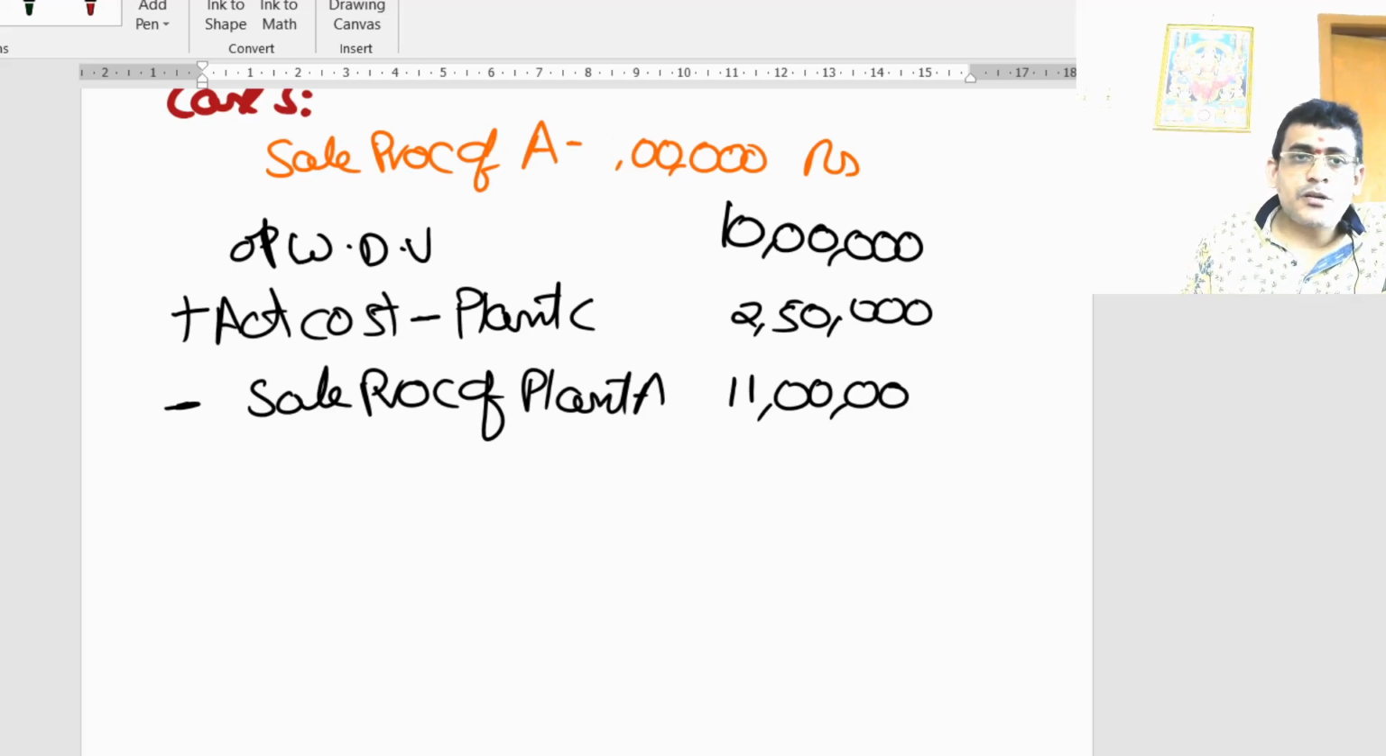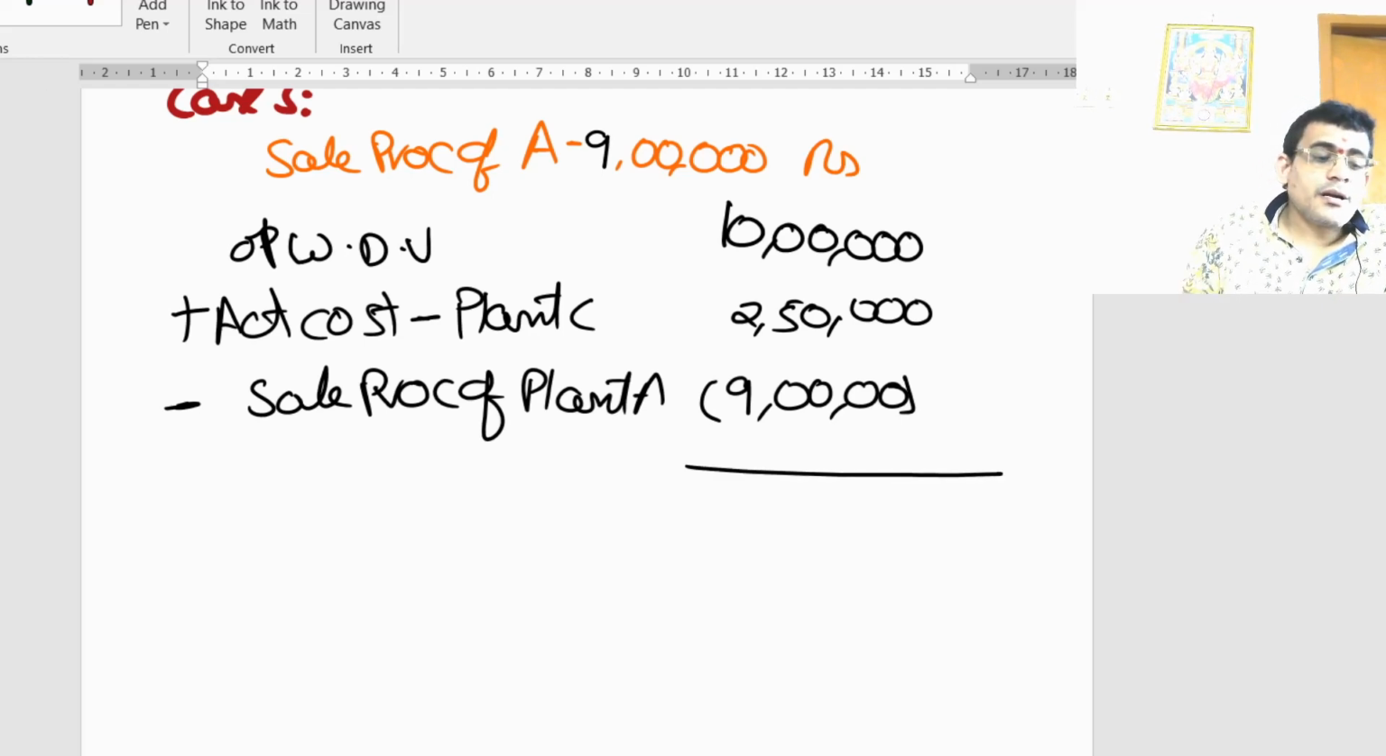Okay, let me reduce this to 9 lakhs. You are selling this plant A at rupees 9 lakhs. So 9 lakhs is the sale consideration. Now what is your WDV there? 12,50,000. How you are getting 12,50,000? 10 lakh plus 2,50,000 gives you 12,50,000. From that I need to reduce 9 lakhs. So okay, let us consider as 11 lakhs only. That would be better. So let us consider your sale proceeds as 11 lakhs.